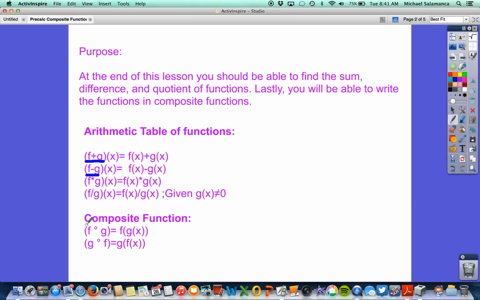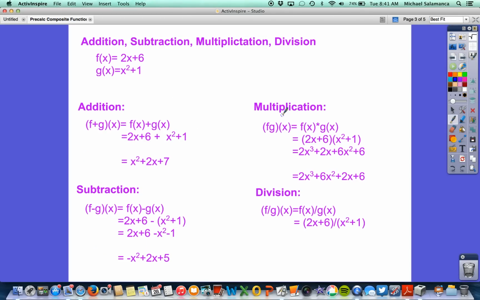Now a composite function is a little bit different. It looks like this. The little circle in between, we read that as "of". So f of g of x just means you're taking the function g and taking that whole function and substituting it in for x in f. G of f of x, the bottom one, just means you're taking f of x and substituting it into g. So we'll take a look at those, so don't freak out just yet.